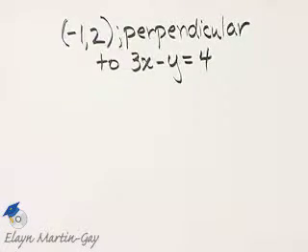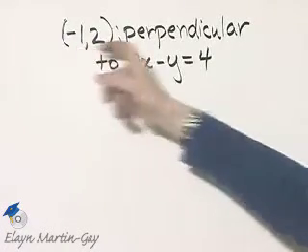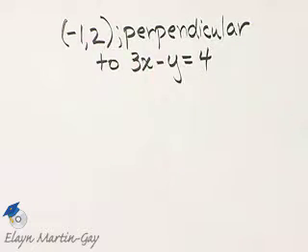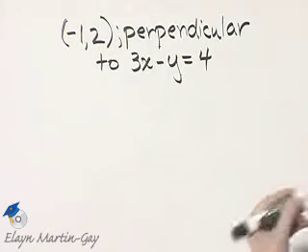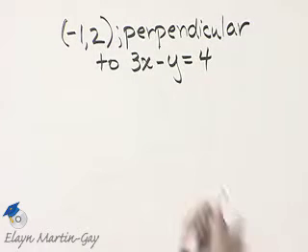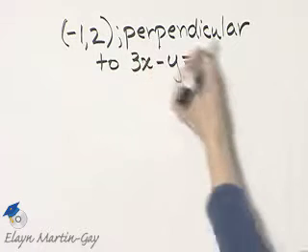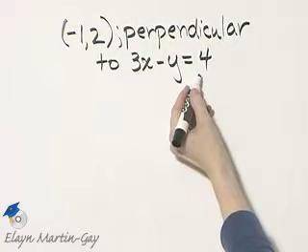Let's write an equation of the line that goes through this point and is perpendicular to the graph of this linear equation in two variables. So first of all, to find the slope of the line that we're looking for, we're given perpendicular to this graph. Let's find the slope of the graph of this equation.